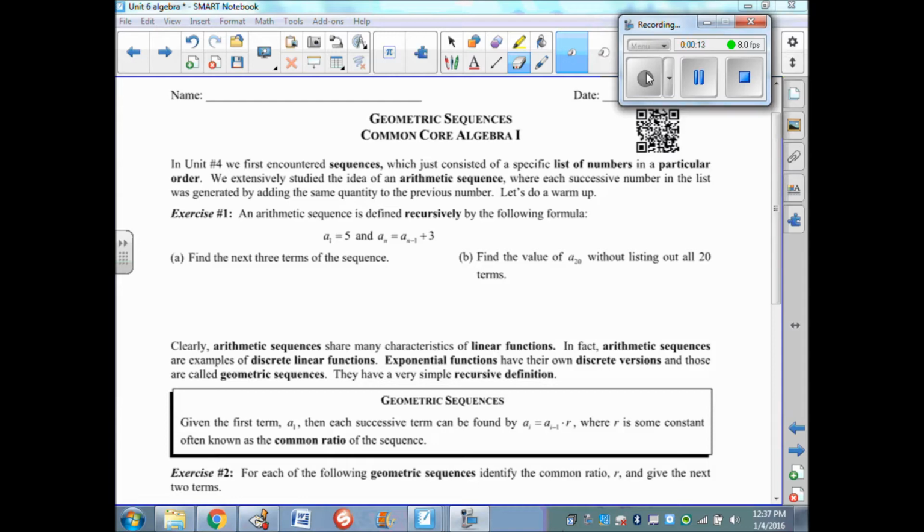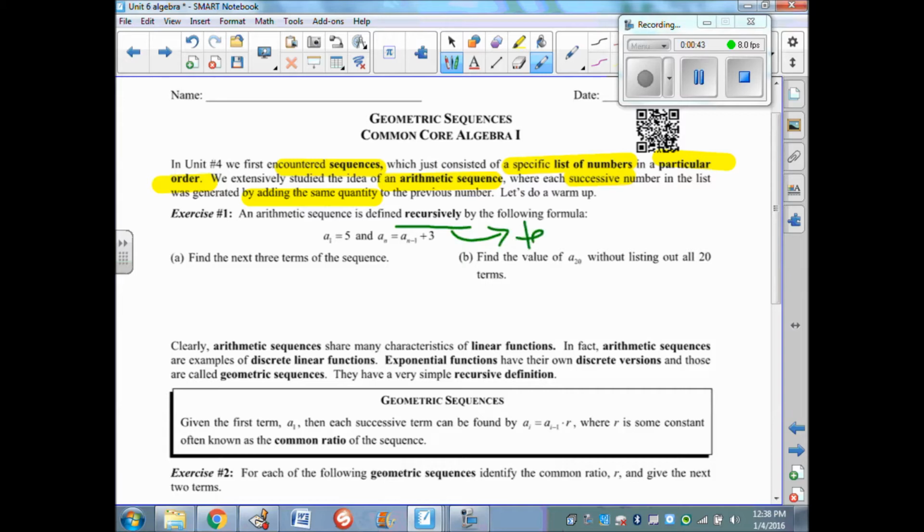All right. So, Unit 4, we talked about sequences, and it's just the specific numbers in a particular order. So then we specifically talked about arithmetic sequences, where each successive number, meaning the next number in the list, was generated by adding the same quantity. So let's talk about this warm-up. A little review here. An arithmetic sequence is defined recursively. If you remember, recursively relies on the term before in order to generate the next terms.